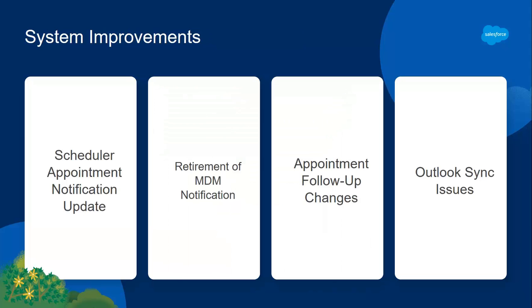And lastly, we have a few overall system improvements that are expected as a part of the Q2 release. We have updated the email notification that is sent for website scheduler appointments. Previously, the appointment times in the subject line were displaying in Central Standard Time, no matter where you were in the country. This has been resolved, and you should no longer see appointment times with the incorrect time, no matter the time zone.